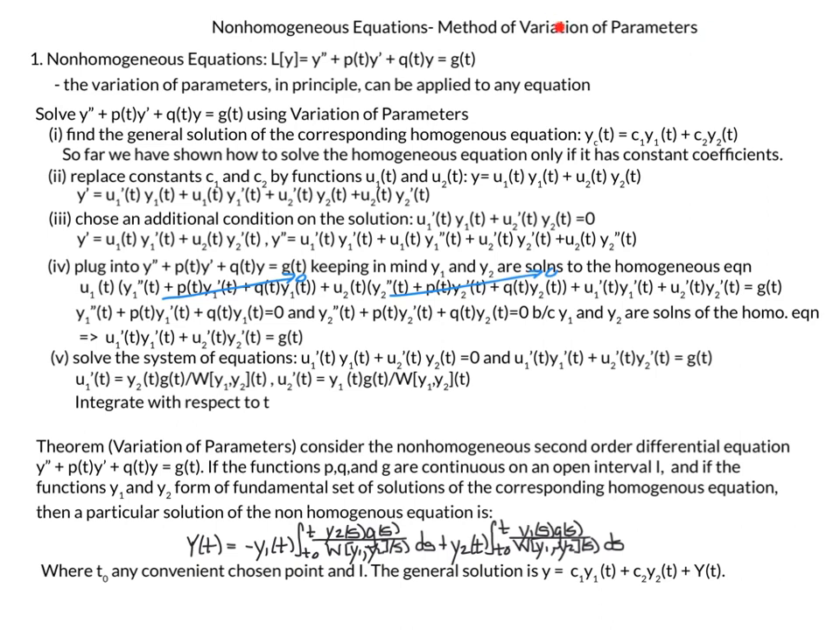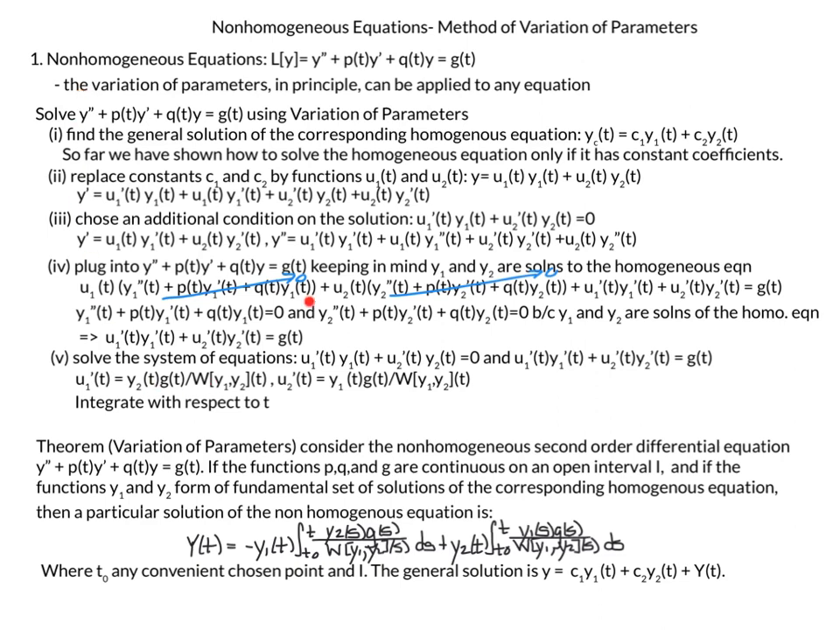And the big advantage of the method of variation of parameters is that, theoretically, this method can be applied to any equation. Therefore, this method can be viewed as a solution to solving any differential equation of this form. That is, a second-order, linear, non-homogeneous differential equation with possible coefficients that are not constant.